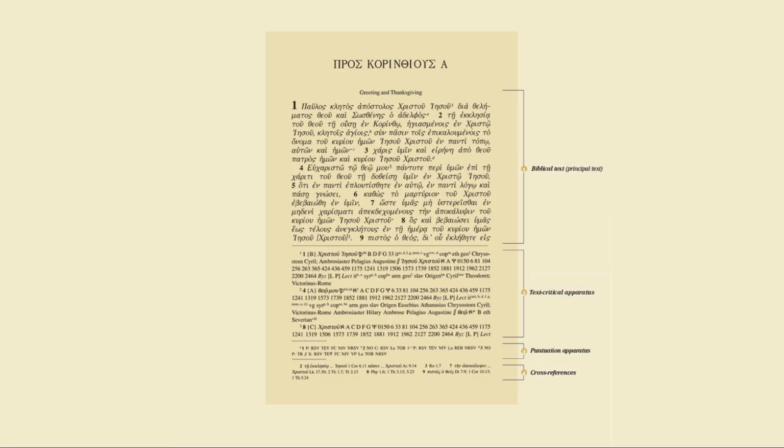So, here is the UBS we know and love. This is an image of the UBS 4th edition. At the top, we have the Greek text. Below that, the text critical apparatus. Below that again, the punctuation apparatus. And finally at the bottom, the cross-references.